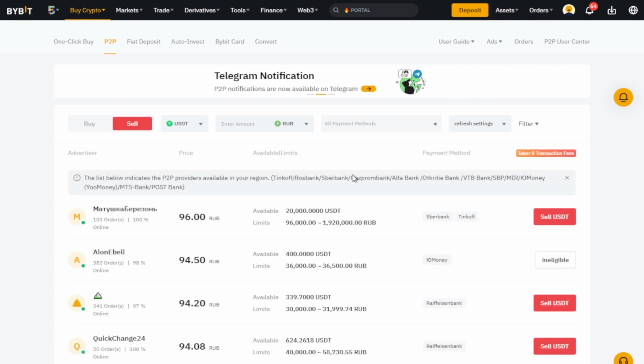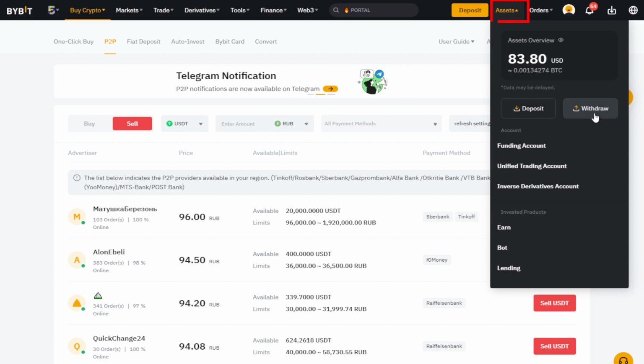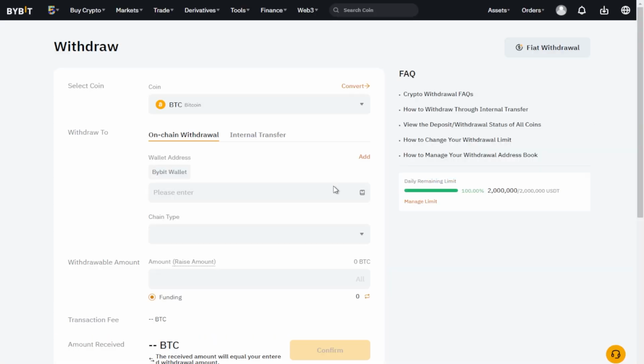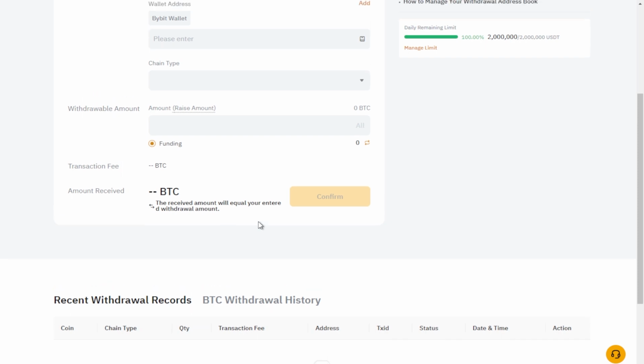In addition to P2P, we can also transfer our crypto assets to another exchange or to another wallet. We choose Assets and click Withdraw. And here we have a way to withdraw to another crypto wallet, and absolutely any currency. We choose the currency we are interested in, and then go through a very simple step and withdraw our funds.